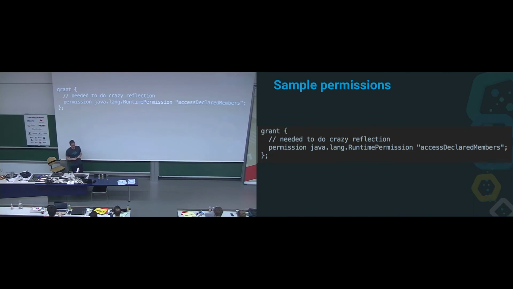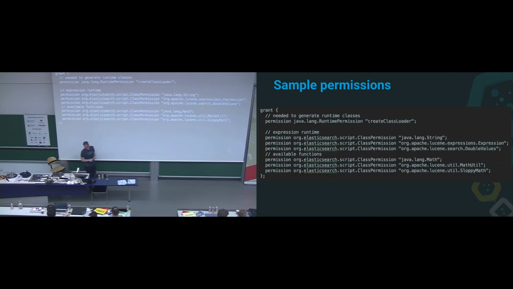This is how the policy files look like. This is to allow reflection. It's super intuitive, like access declared members, absolutely clear naming there, that this allows reflection. It's just something you really need to be aware of. This is used for one of our scripting languages, Mustache, and every template language basically works the way that it dynamically introspects an object, and if you want to do that, you just need reflection in Java.